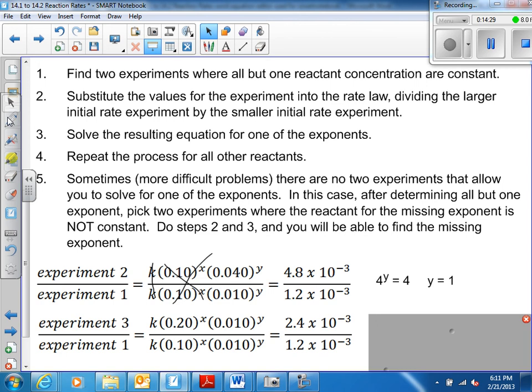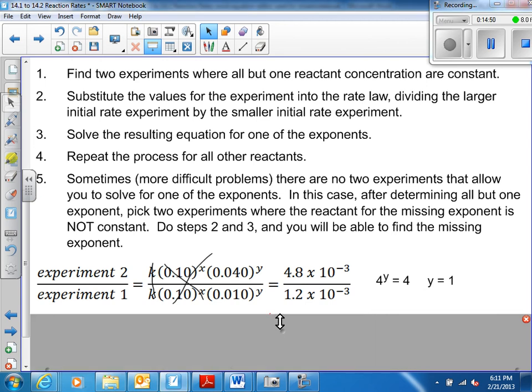Okay. And you see what you can cancel. The K's cancel. That one doesn't cancel. The 0.010 to the Y's cancel. That simplifies beautifully. And this simplifies into 2 to the X. Hopefully you see that. This is 2 to the X. This is just 2. When you have 2 to the X equals 2, do you know what X equals?